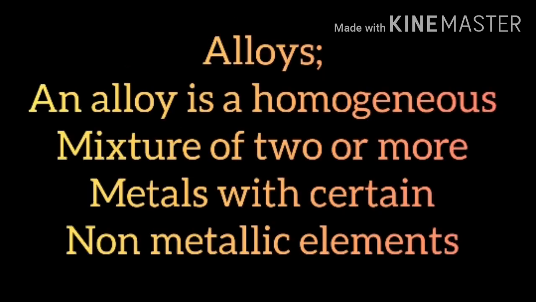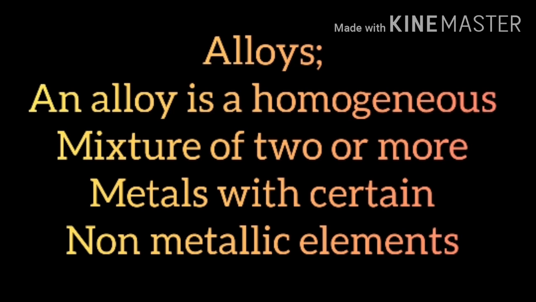Alloy is a homogeneous mixture of two or more metals with certain non-metallic elements. So alloy is not a single element. It is a combination of elements. Probably it is a metal in combination with certain non-metallic elements. So in this chapter we are going to see briefly about the alloys.